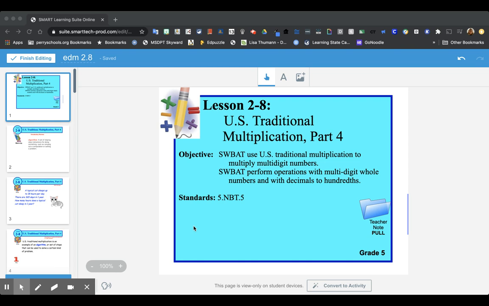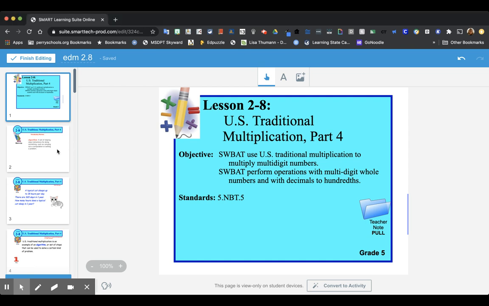We are now ready for part 4. That's lesson 2.8, U.S. traditional multiplication. We're going to be able to use U.S. traditional multiplication to multiply multi-digit numbers. We're also going to be able to perform operations with multi-digit whole numbers and with decimals to the hundredths.